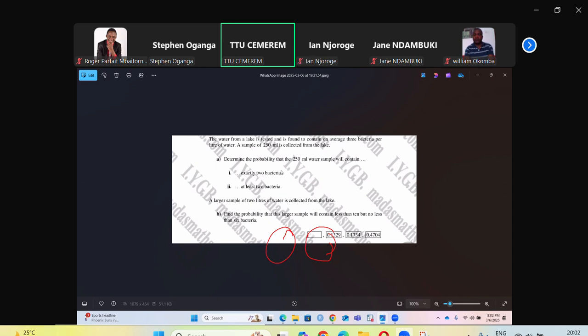Is that okay? Yes. But here you have to be careful, guys, when doing calculations related to Poisson. For Poisson, you have to change the mean, or the rate, or the lambda, proportionately to what is being asked in the question. Is that okay? Yes.